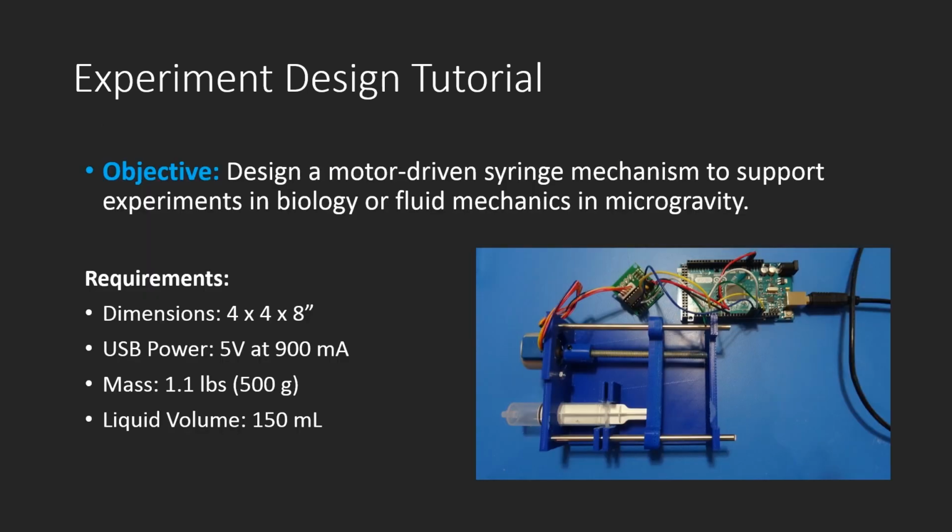For this tutorial, I designed and built an automatic motor-driven syringe that can be used in biology experiments or fluid mechanics. For instance, if you want to mix fluids of different densities. I built this experiment to be compliant with the requirements of the mini payload on board the rocket. I'm going to go over the basic design methodology in the Arduino program, but I'll let you figure out some of the specifics on your own.